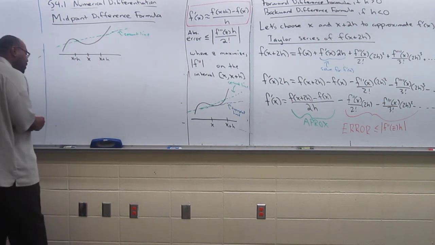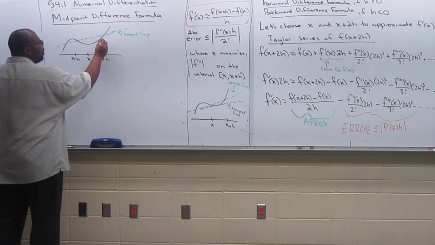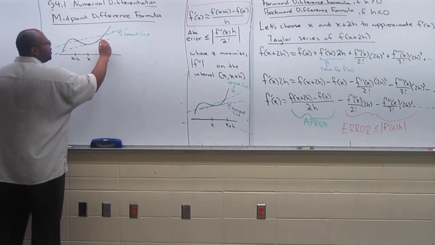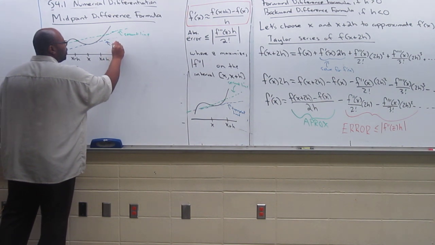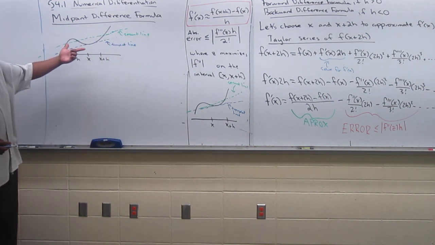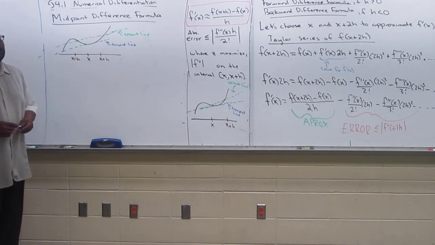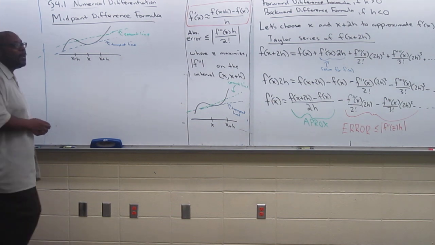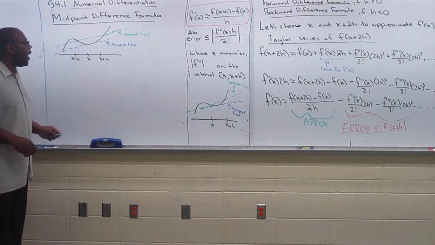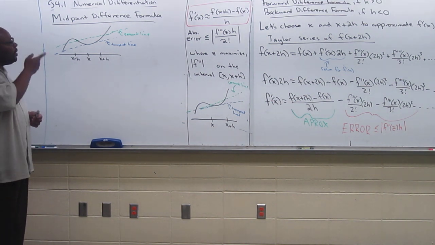And we hope that the slope of this secant line is approximately the slope of the tangent line. Do we actually get a better approximation using this midpoint difference formula than we did with the forward difference formula, or the x and the x plus 2h, which is also another forward difference formula, but even worse, right? And the answer is yes. So how do we find this midpoint difference formula?